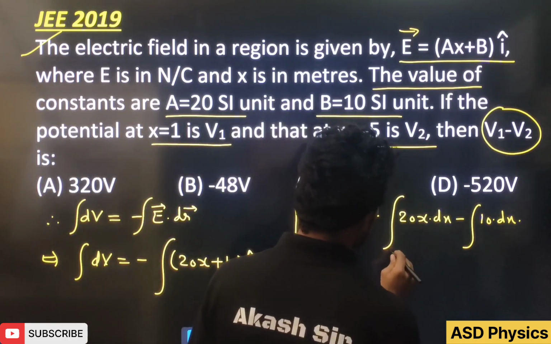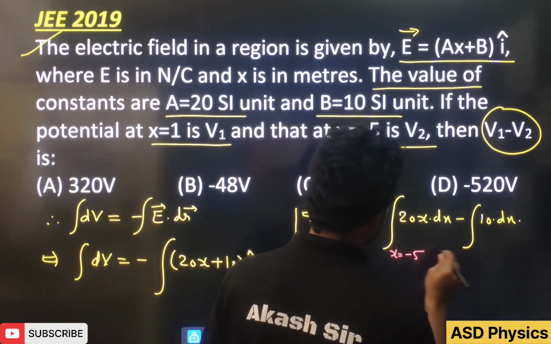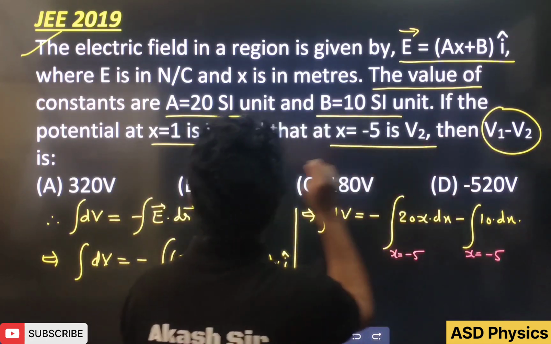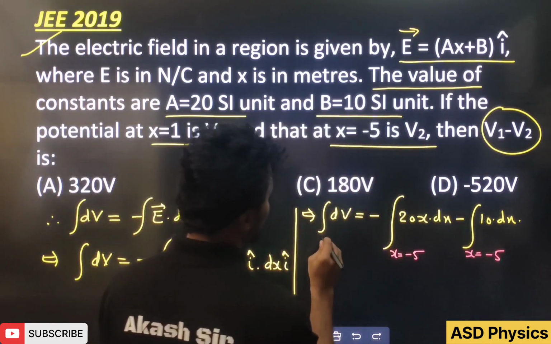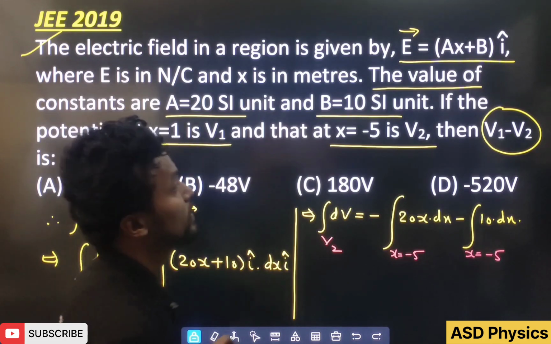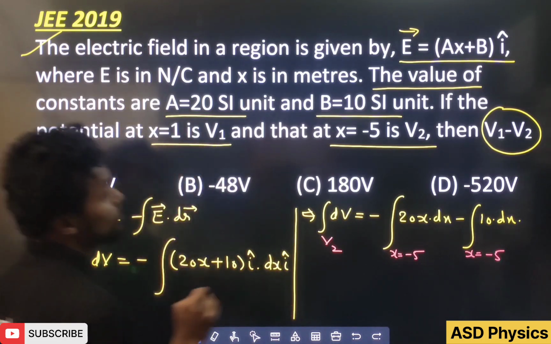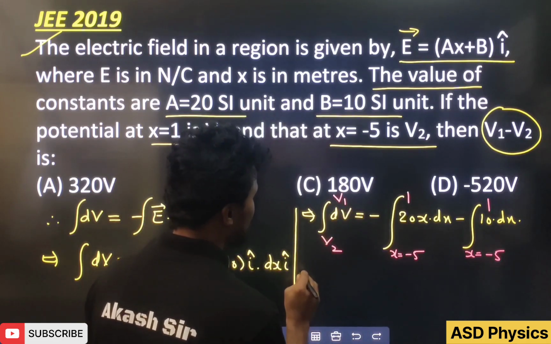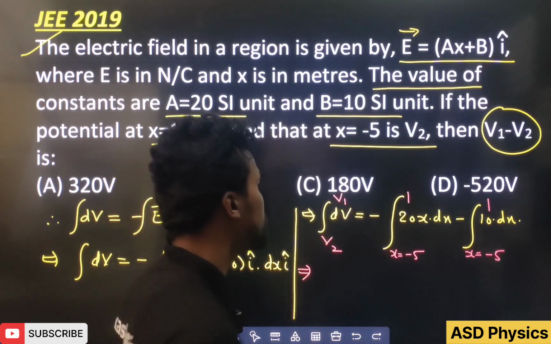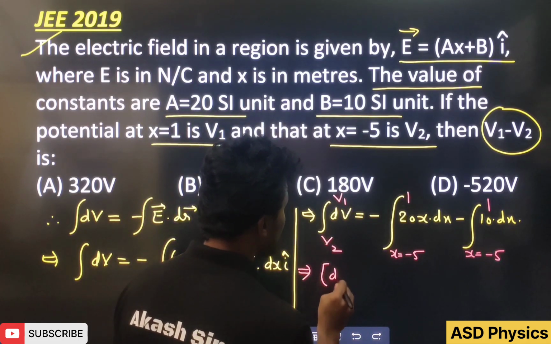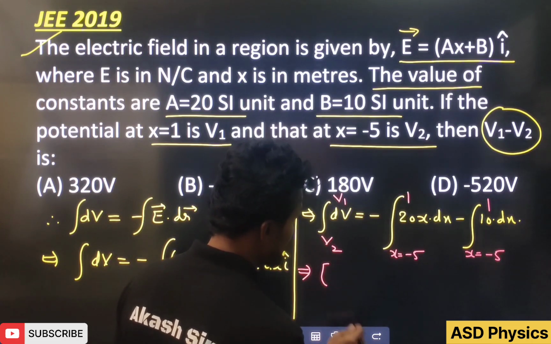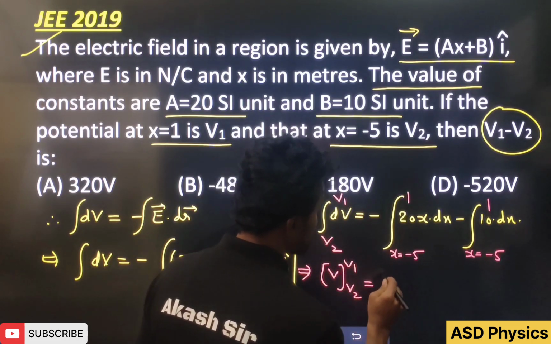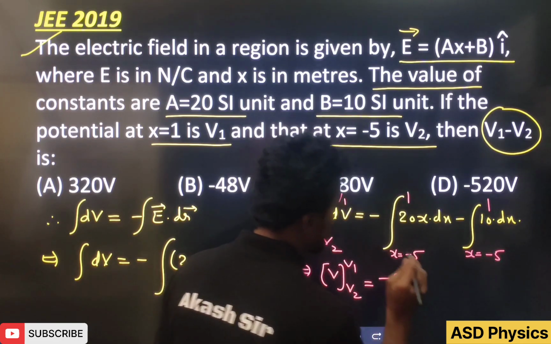So I have taken x equal to minus 5 here, and here also x equal to minus 5. What is the potential here? At x equal to minus 5 it is V2. For x equal to 1 it is V1. So directly we should get V1 minus V2. Students, integration of dV means V, and from V2 to V1 it is minus 20.